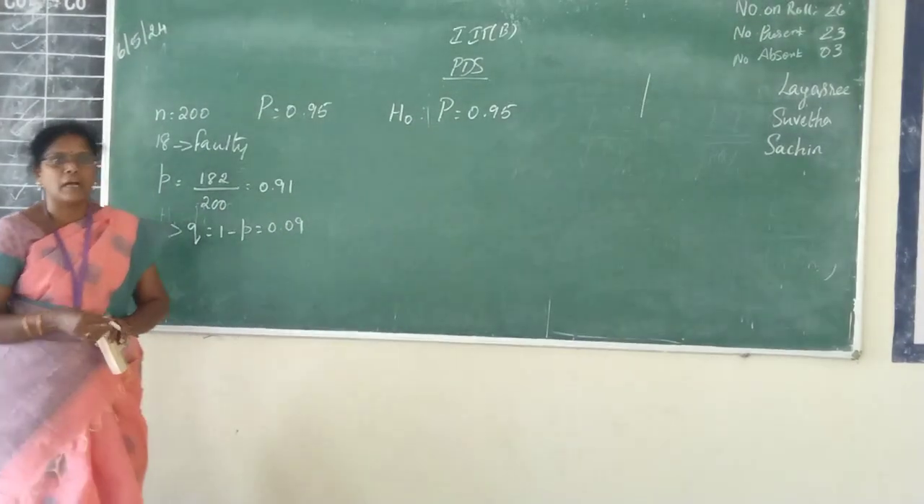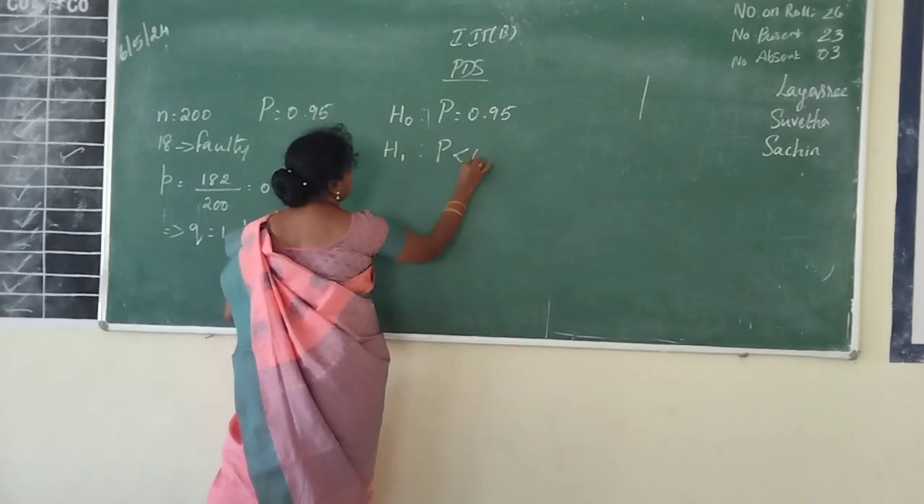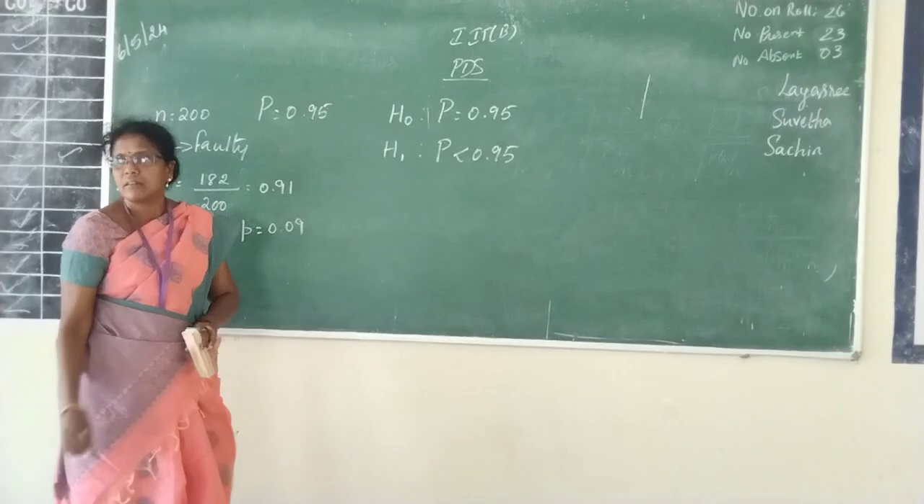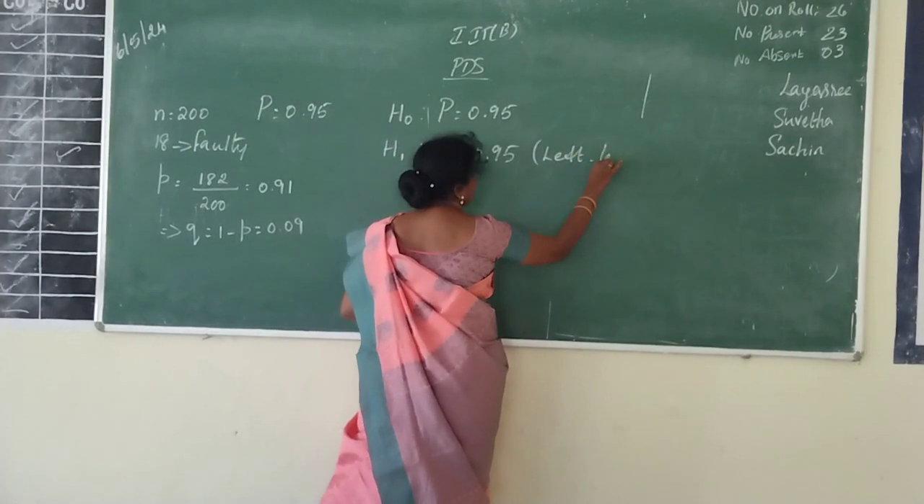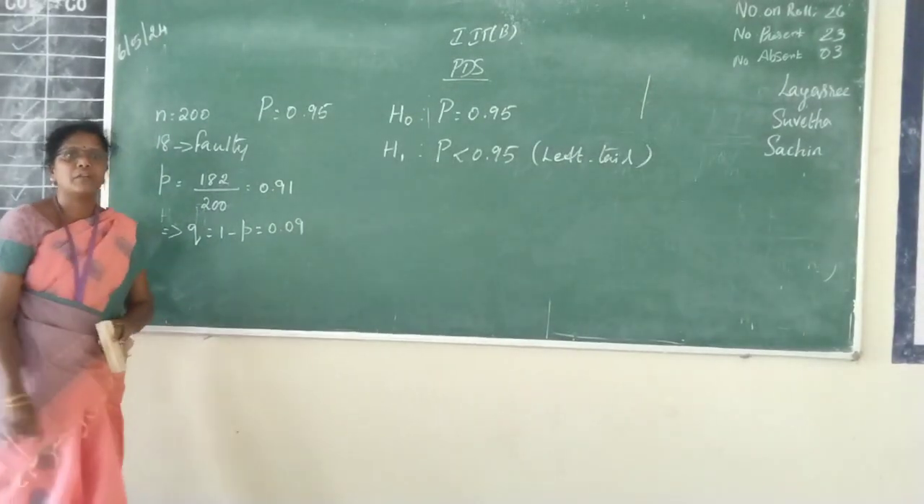So what will be H1? P less than 0.95. What type of test is this one? Left or right? Left tailed. Okay, understood how to design H1? Yes. Now what is the next step, ma'am?